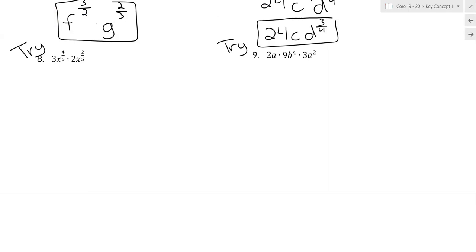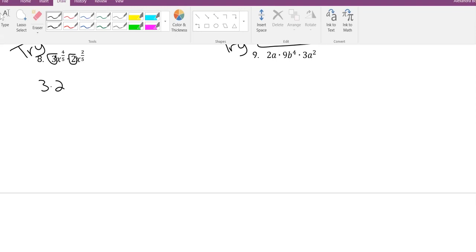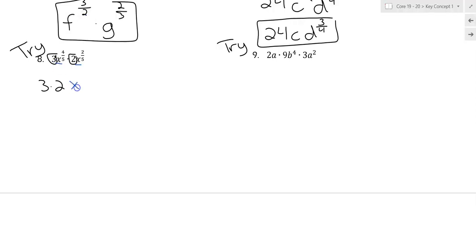Okay. This is similar to what we did here. I have these numbers out in front, my coefficients. So I'm going to bring them forward. My base is x. My exponents are 4/5 and 2/5. 3 times 2 is 6. x to the 6/5. Again, if you did not get that answer, raise your hand. Make sure you ask questions on anything you're still confused about.